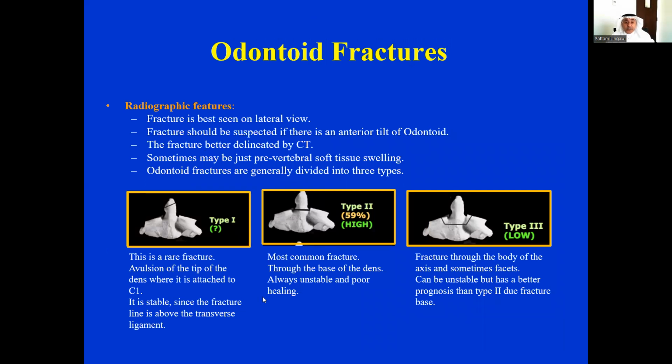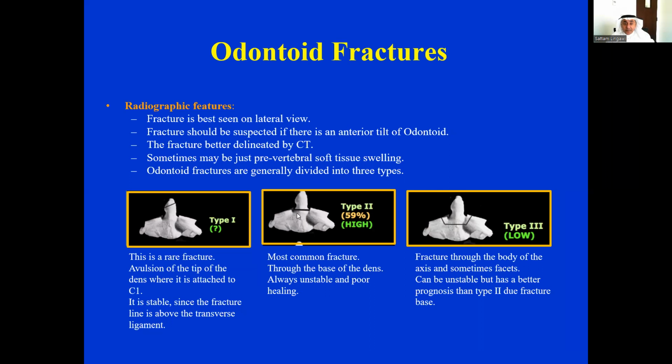Odontoid fracture is a unique type of fracture. There are 3 types to it. The first type, which is not so common, is basically a chip fracture or an avulsion fracture from the tip of the odontoid process, where the alar ligament is attached, connecting it to the skull base.